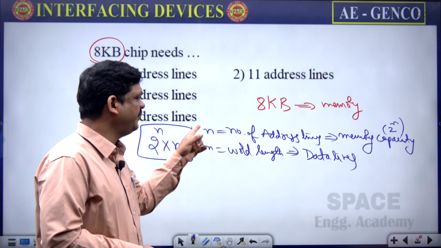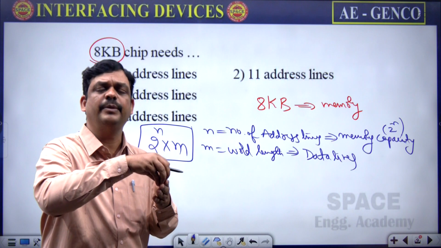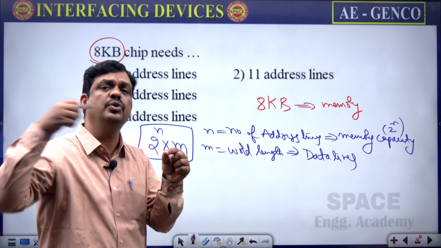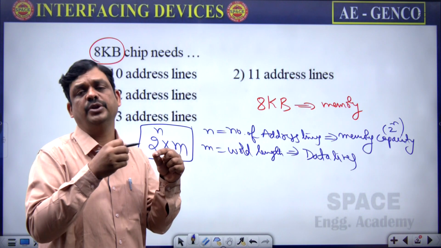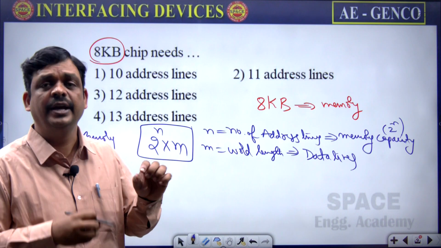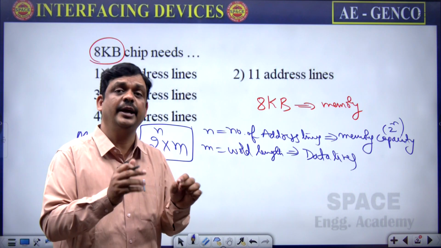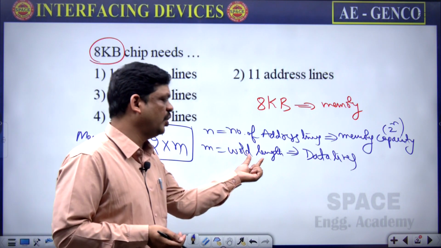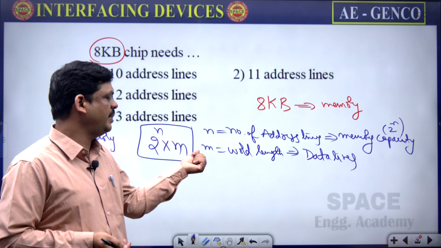See, this number of address lines is used to select the memory location. And after selecting the location, the data bus has to perform a read or write operation. At a time, how many bits it can read or write is explained by the word length, right? So 8 bits or 16 bits. The word length, I'm taking M here.